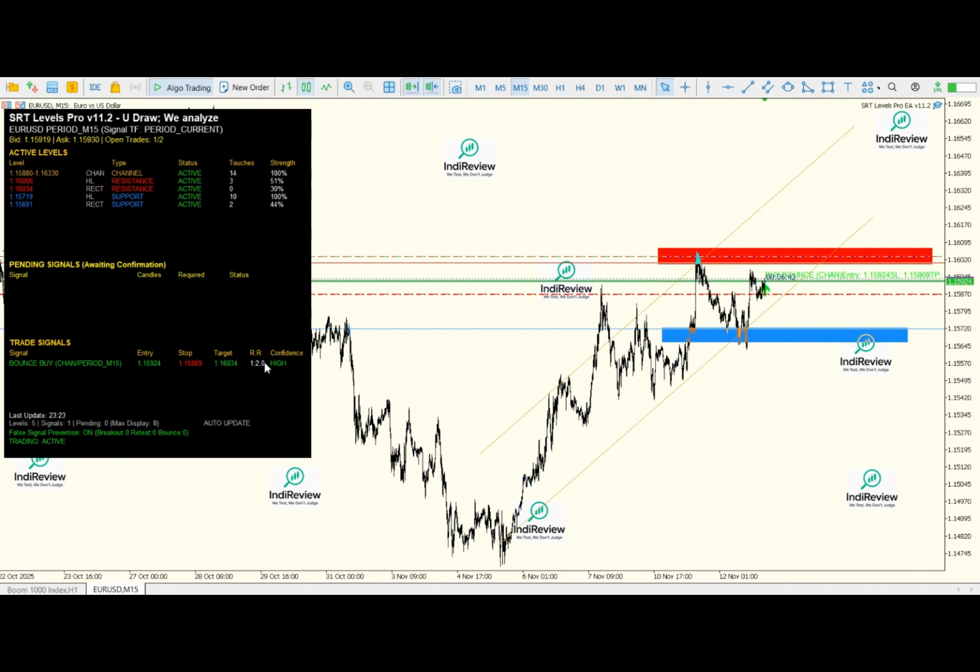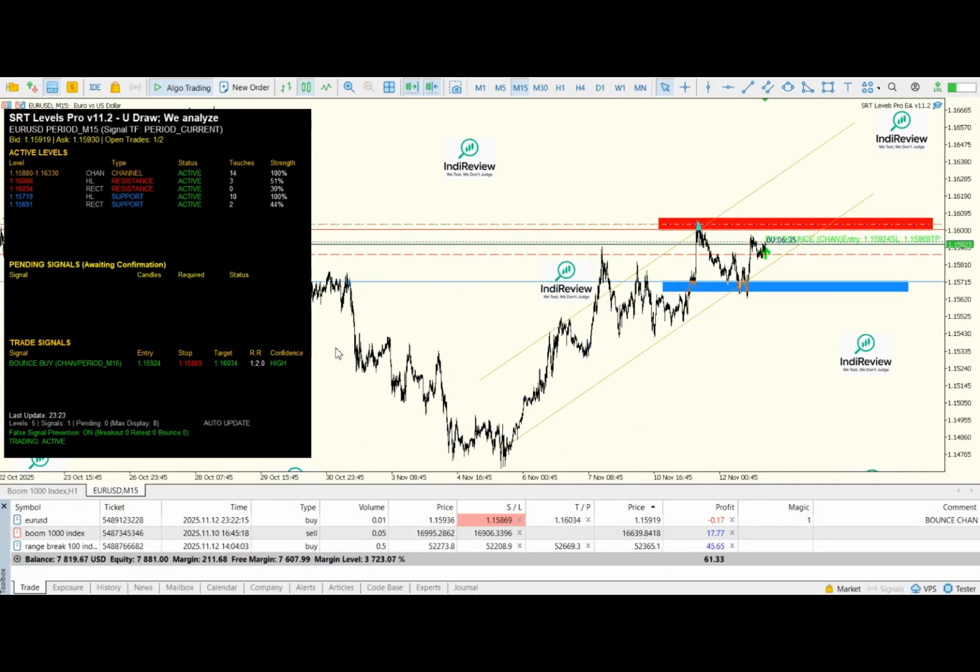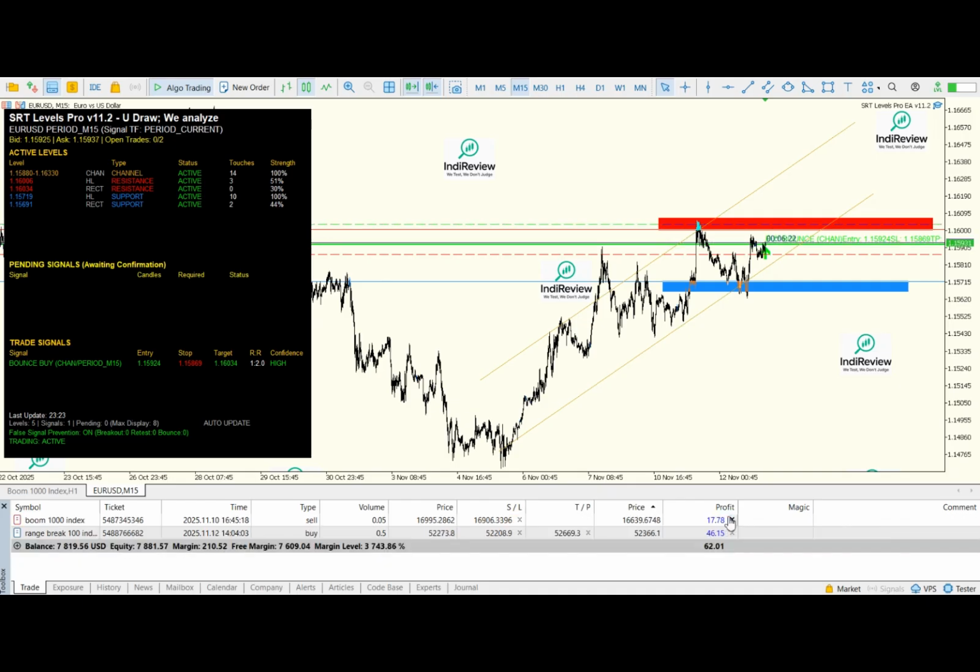This one is saying high. I'm just not going to use this. I'm just going to close it because we're only trying to see how the expert advisor works. So I'm just going to close this trade. We don't need it now. Okay.